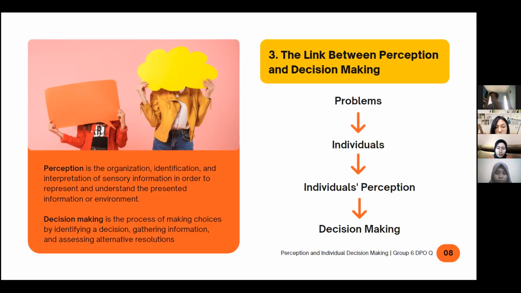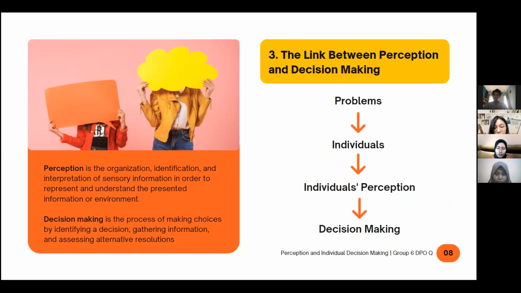So individuals always make decisions. We always make decisions, and every individual's perception influences the decisions they make, and also the quality of their decisions. Decision making occurs as a reaction to a problem, and a problem means a discrepancy exists between the current state of affairs and some desired state, and it requires someone to consider alternative courses of action.